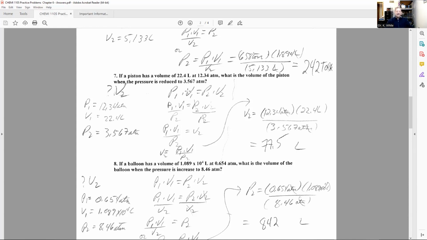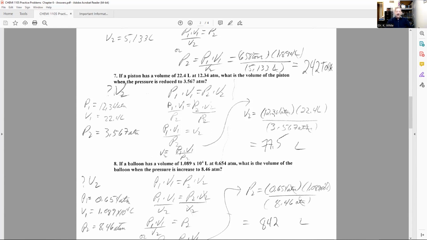We want to get it alone on one side. Therefore, to get rid of the P2, we divide by it. Whatever you do to one side, you have to do to the other. And I did. P2 divided by P2 is number 1. 1 times V2 is V2. And this side is still the same. I now take this and rewrite it. You don't have to, but I do. V2 equals P1 times V1 divided by P2.